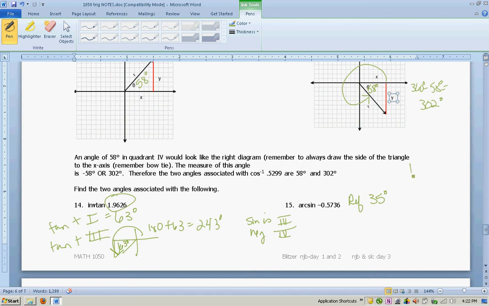So I know in quadrant 3, here's quadrant 3, I have a 35-degree angle, and so I need to take 35 plus 180 in quadrant 3. That angle would be 215 degrees. And then in quadrant 4, remember bow tie, we always reference the x-axis. So that angle could be found by taking 360 degrees and subtracting 35 degrees. And that is a 325-degree angle.